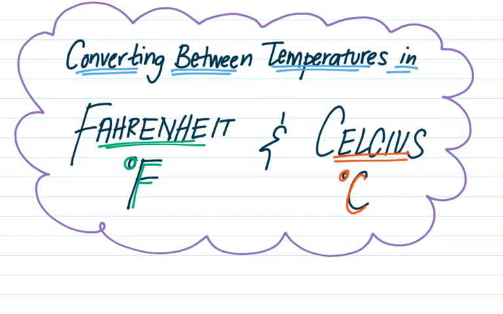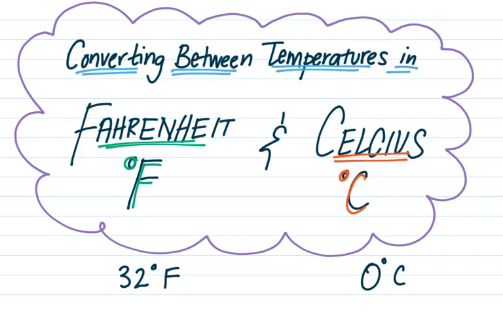Okay, this video is about converting temperatures from Fahrenheit to Celsius or from Celsius to Fahrenheit. If you don't know, Fahrenheit is the unit that we use to measure temperature mostly in North America, and Celsius is what they use everywhere else: Europe, Middle East, Asia. Just for a frame of reference, freezing in Celsius is 0 degrees, and freezing in Fahrenheit is 32 degrees.